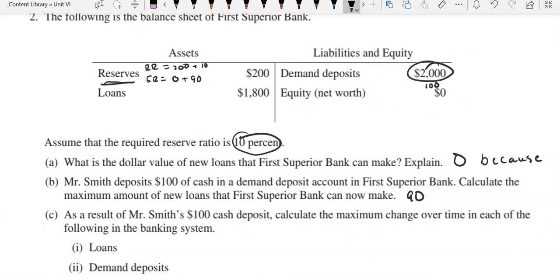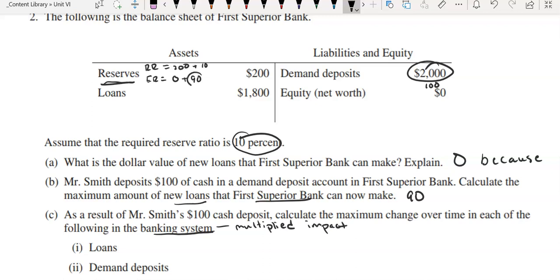All right? New loans that this bank can make. Now let's take a look at C. So C, as a result of Mr. Smith's 100 deposit, calculate the maximum change over time in each of the following in the banking system. So this is the banking system. So what that is essentially asking you to think about is the multiplied impact.